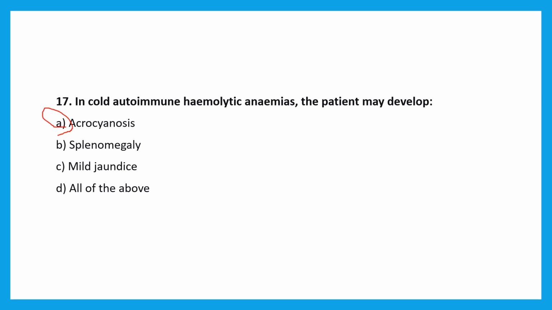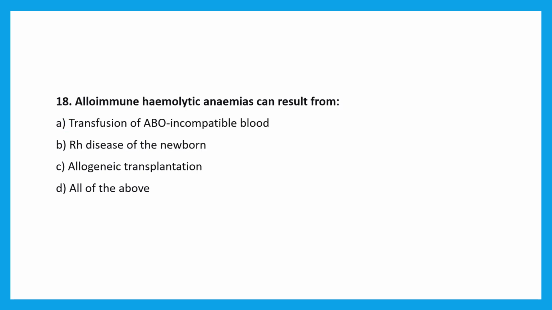All right. Question number 18. Autoimmune hemolytic anemias can result from A. Transfusion of ABO incompatible blood, B. Rhesus disease of the newborn, C. Allogeneic transplantation, and D. all of the above. Autoimmune hemolytic anemia can result from what? So autoimmune hemolytic anemias can result from all these things that we've talked about.